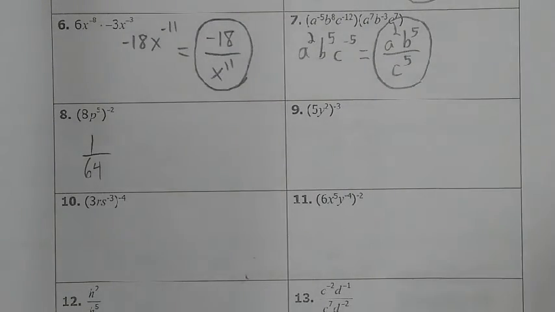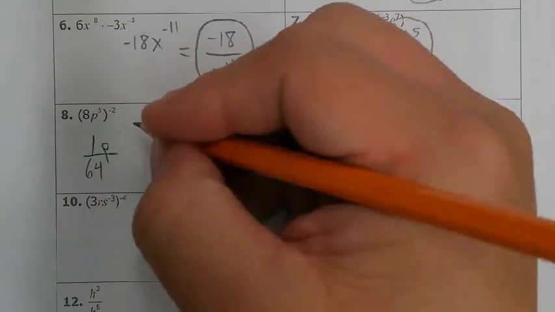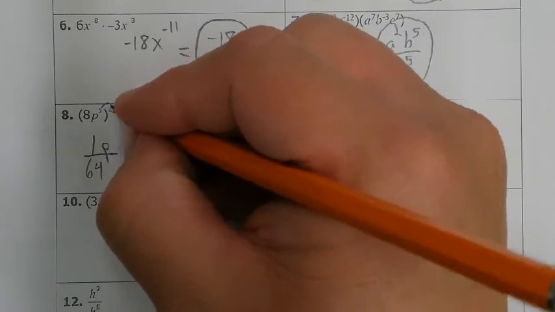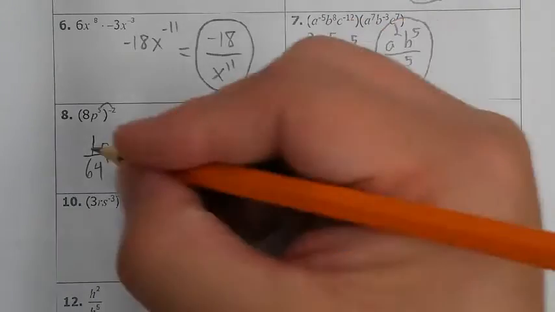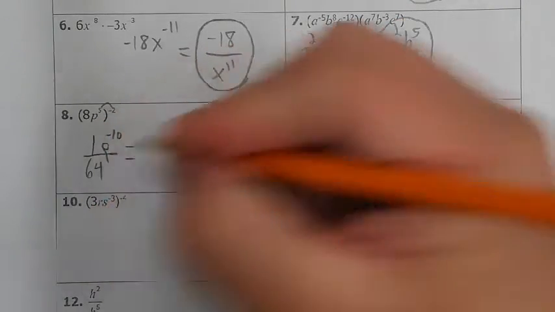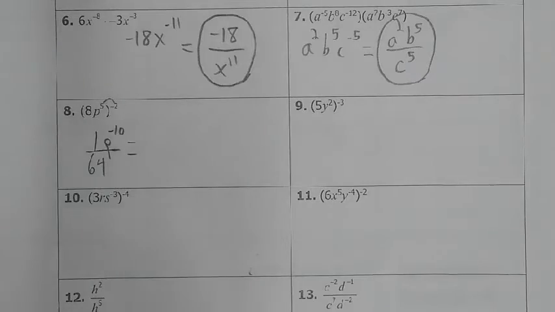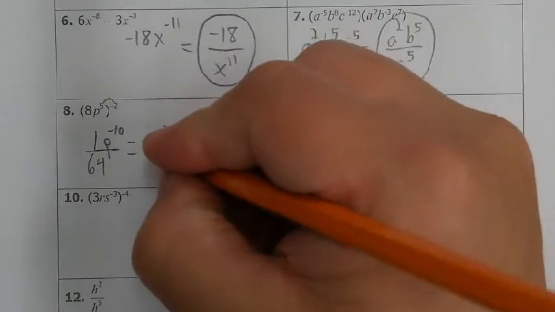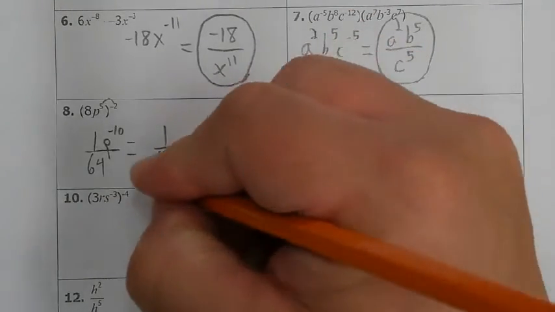All right, what would our p change to? Whenever you have exponents, what do you do with the powers? You multiply. So what's 5 times negative 2? Negative 10. So what would our final answer look like? Where would that p to the 10 go? Would it stay on top or move to the bottom? Bottom. It moved to the bottom. So you have 1 over 64 p to the 10th.